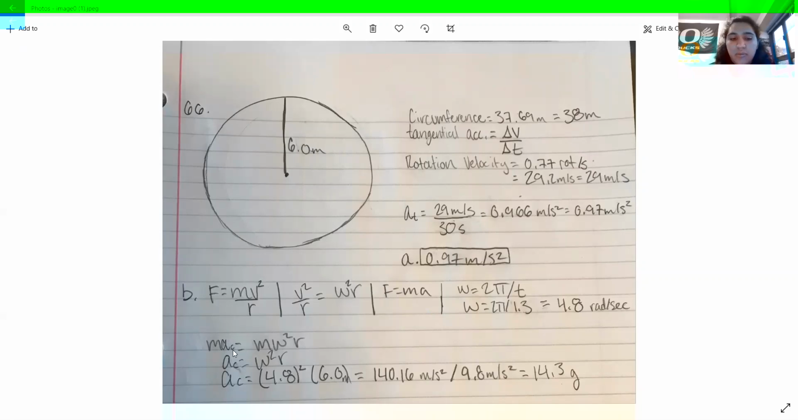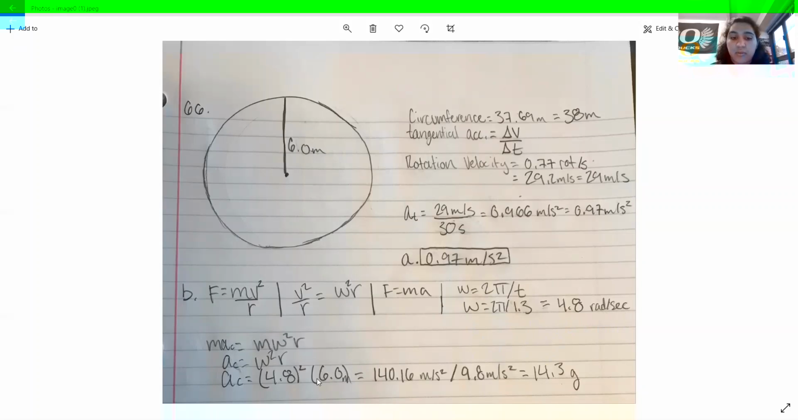So we have our new formula, which is mass times acceleration equals mass multiplied by our rotational velocity squared multiplied by our radius. We can find our rotational velocity by doing 2 pi over time, because that is just figuring out how long does it take for us to get around 2 pi of the circle, which is the entire circle, back to our starting point. So that's 2 pi divided by our 1.3 seconds, because it takes us 1.3 seconds to make one rotation. And you get that our rotational velocity is 4.8 radians per second.